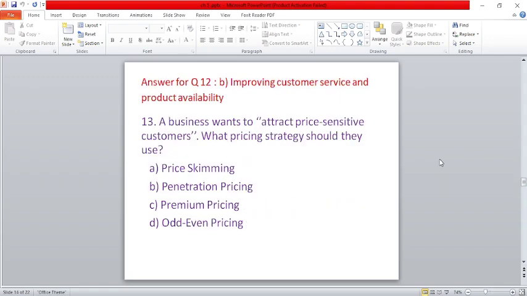Question number 13. A business wanted to attract price sensitive customers. What pricing strategy should they use? A. Price skimming. B. Penetration pricing. C. Premium pricing. D. Odd and even pricing. The answer for question number 13 is B. Penetration pricing.